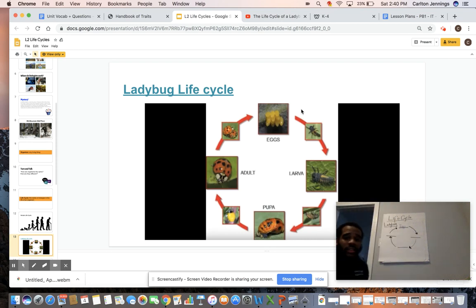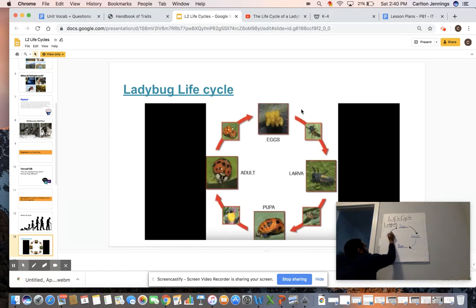Once the ladybugs have eggs, the eggs hatch and become larva. You can also see the picture as we are going through it. After they become larva, they get older. They attach themselves to a leaf and then become a pupa. Pupa, very good. And after the pupa, it then goes into that final stage of becoming an adult.